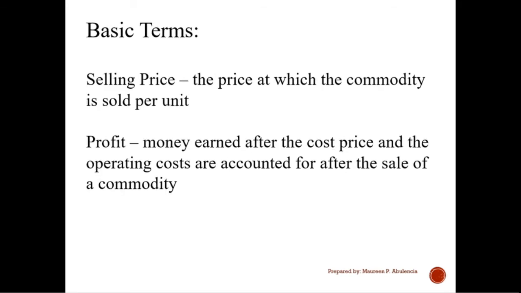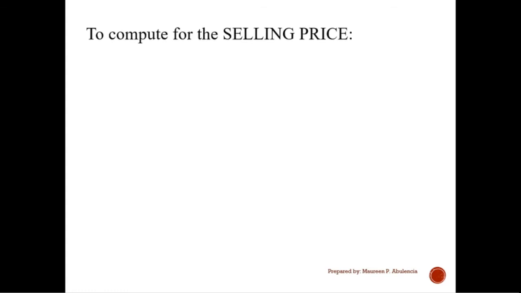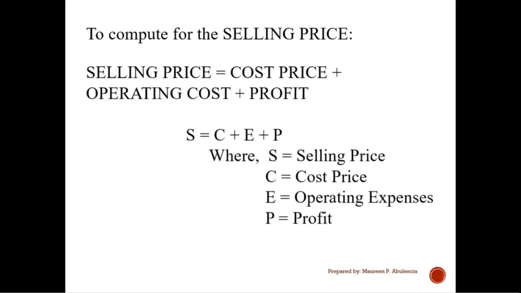Selling price. It is the price at which the commodity is sold per unit. For example, the sardines with a cost price of 12.75, you're going to sell it at 15 pesos. So 15 pesos is the selling price. Profit. It is the money earned after the cost price and the operating costs are accounted for after the sale of a commodity. So to compute the selling price, we have cost price plus operating costs plus profit.